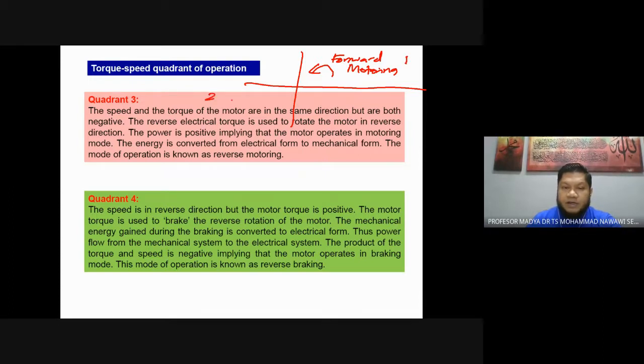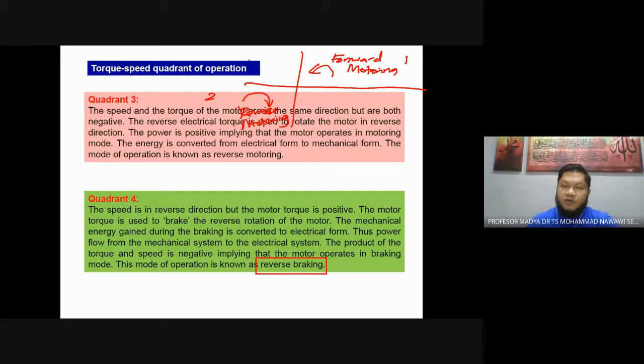On the third quadrant, you see that the motor now has reverse motoring. So it rotates in a different direction. So this is known as reverse motoring. Still in motoring mode, but in the reverse opposite direction. Okay. And finally, quadrant 4, this is known as reverse braking.